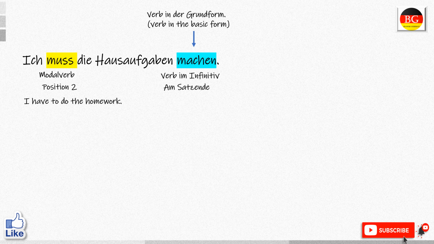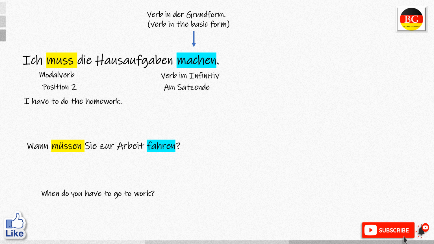Now let us learn how to frame the Wh Frage by using the modal verb müssen. Wann müssen Sie zur Arbeit fahren? When do you have to go to work? Again, the modal verb takes the position two, which is conjugated according to the subject Sie, followed by the object, and the main verb in infinitive form comes at the Satzende, as the sentence starts with a WH word. So this is a Wh Frage, a WH question.